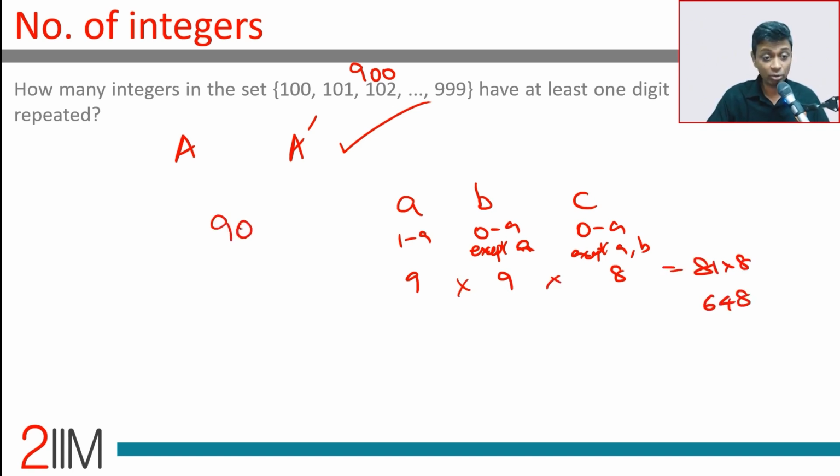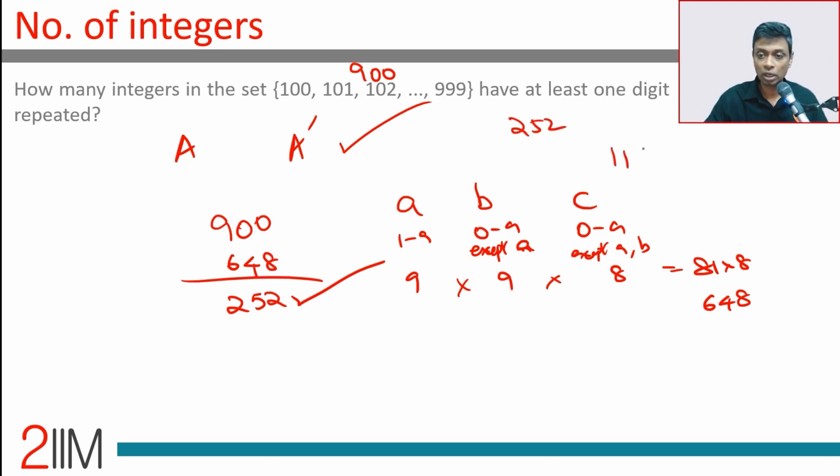There are 900 numbers totally, of which 648 have no 2 digits the same. They have distinct digits. The remaining 252 is the answer we are looking for. Have at least one digit repeated. So we're counting numbers like 252, 116, 444. All of them.